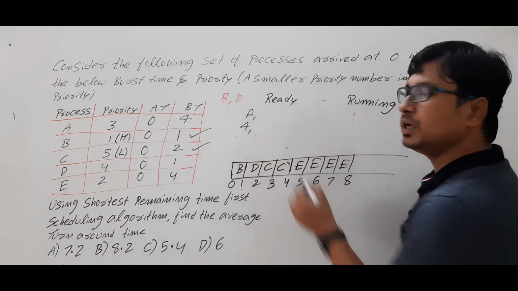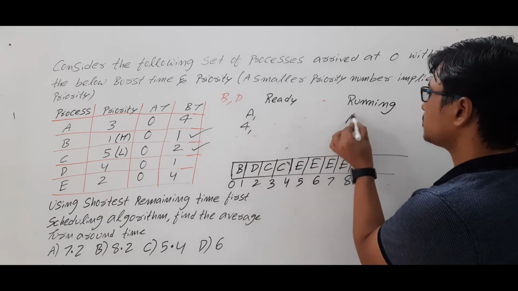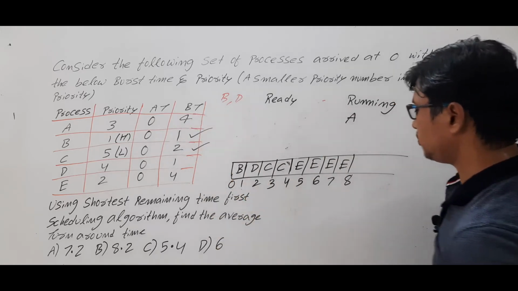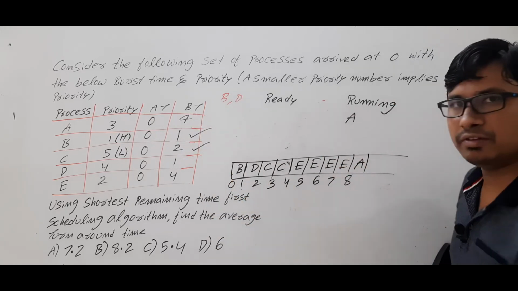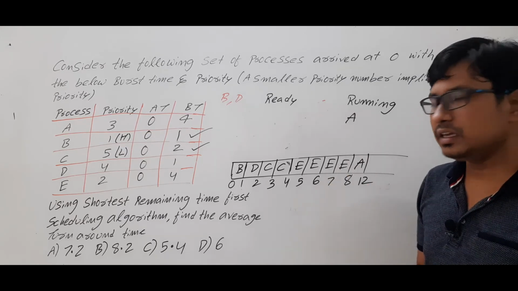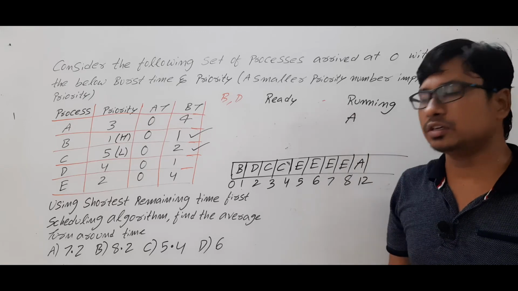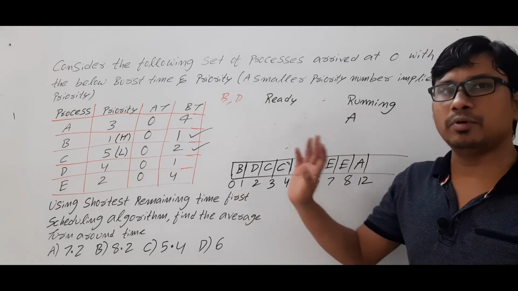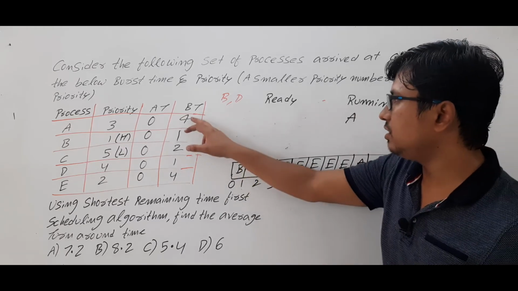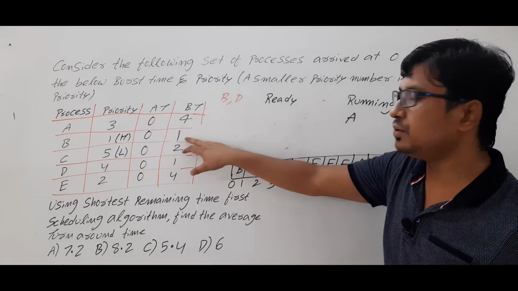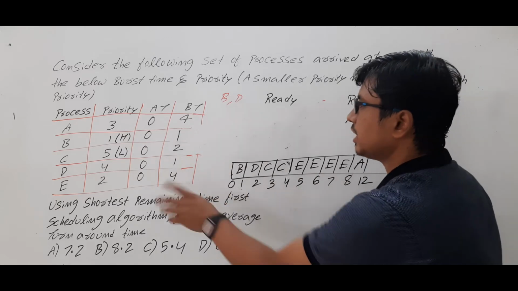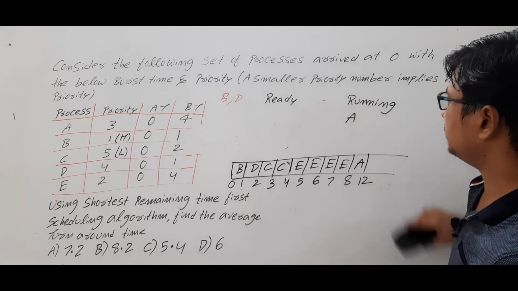Now only one process is there, so that process will be scheduled to the running state and it needs CPU 4 units of time. It will be given 4 units of time and at 12 units of time process A will complete its task and will go to the terminated state. At 12 units of time, all the 5 processes have completed the task. If you have a doubt, you can check it. A needs 4 units, B needs 1 unit, so total 5, 7, 8, 12. So at 12 units of time, all the 5 processes have completed the tasks.